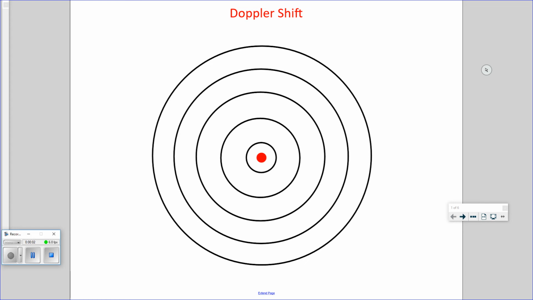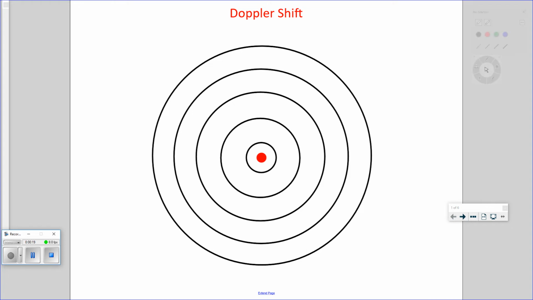Howdy students, let's talk about the Doppler effect or Doppler shift. In order to do that, we have to talk about a way of representing a wave that we haven't so far, at least in this class, and that is in this way that you see here.